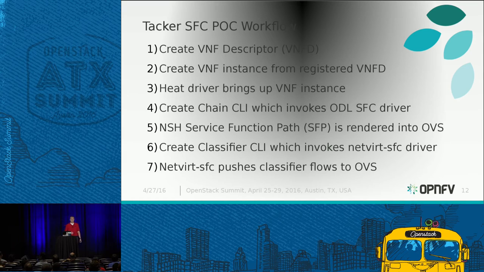For Tacker creating service function chains, what's the workflow and how do we integrate this proof of concept? So these first three items here: creating a VNF descriptor, a VNFD, and creating a VNF instance from that VNFD. Tacker's VNF manager uses Heat or Nova backends to actually create that VNF instance. And so those first three things are already in Tacker. We didn't add any code to do that. So Tacker's already great at managing a VNF.